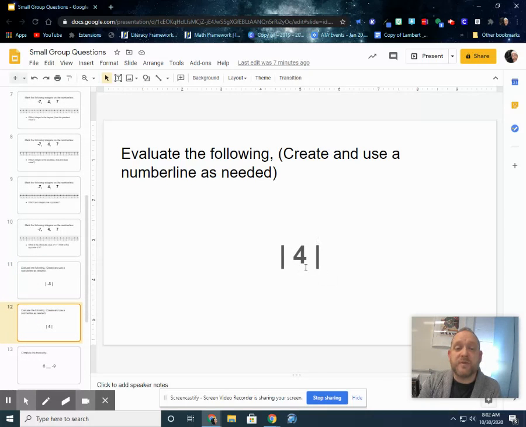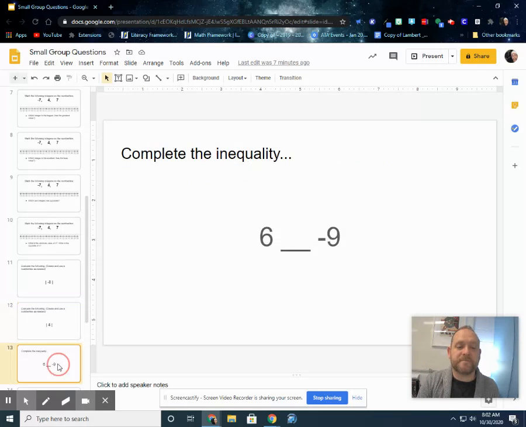Again, the absolute value of 4, we would travel 4 spaces on our number line. And even though it is a positive integer on the inside, this does not mean that it is a negative 4 absolute value. Absolute value is not just switching the positive to a negative or negative to a positive. It's always positive because you're always moving 4 spaces. So the absolute value of 4 would be 4, positive 4.